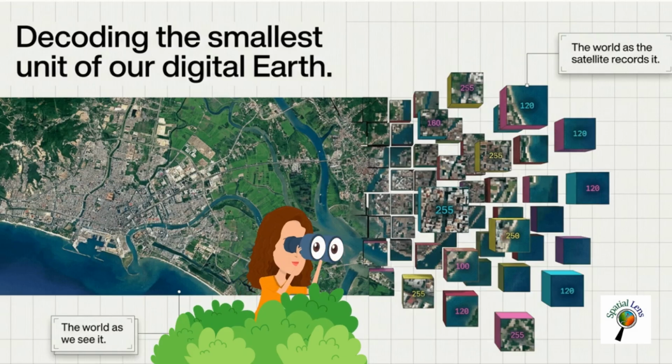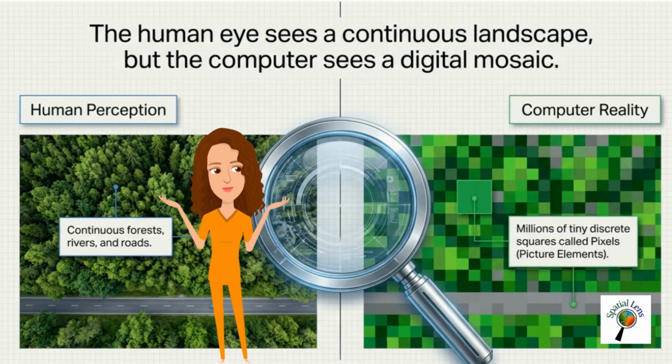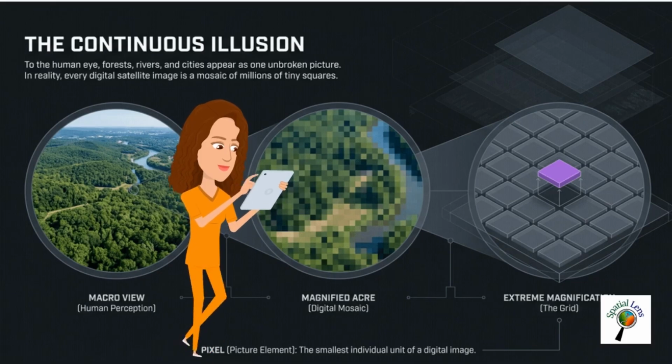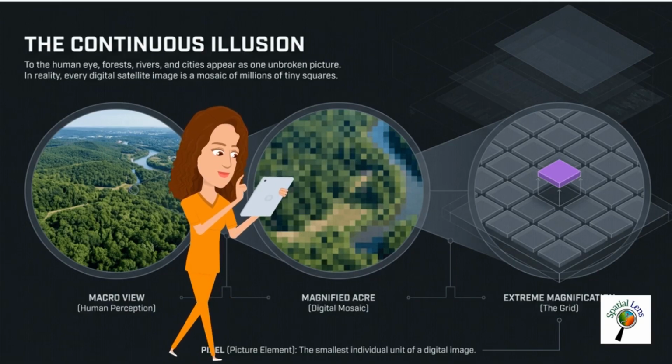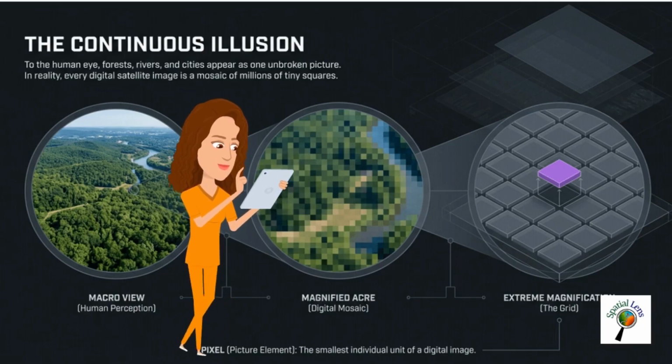Whenever you look at a satellite image, it may appear just like an ordinary photograph. You see forests, rivers, roads, buildings, mountains, and cities. But have you ever wondered what actually makes up this entire image? Is it one continuous picture? Or is it built from millions of tiny pieces? The answer is, every digital satellite image is made up of millions, sometimes even billions of tiny squares called pixels.